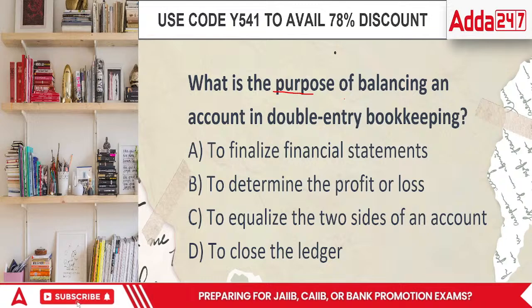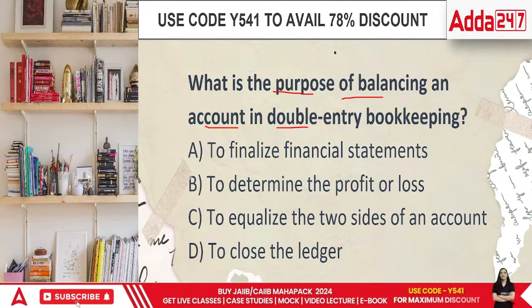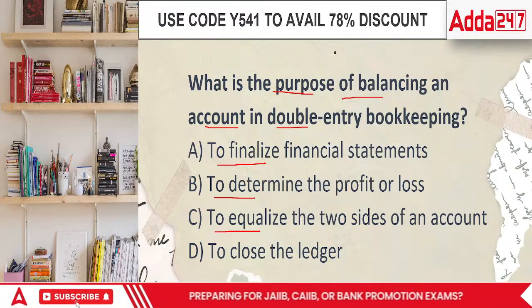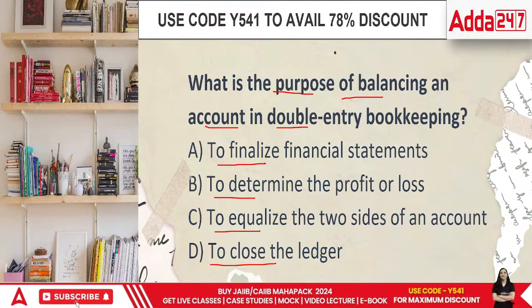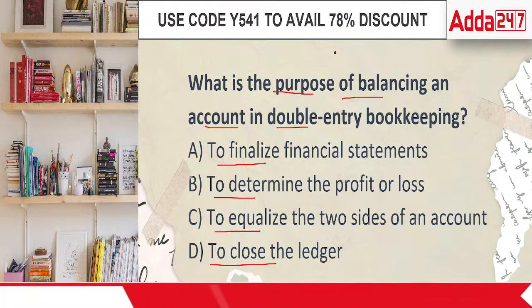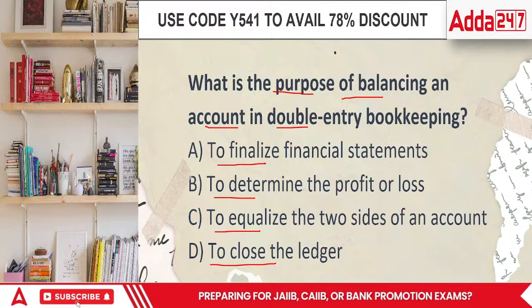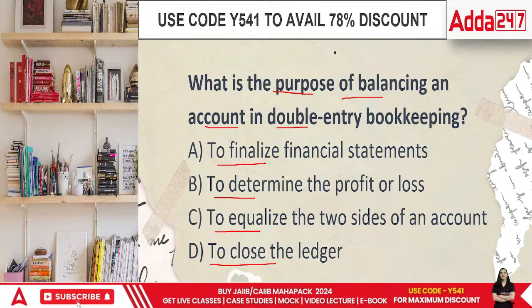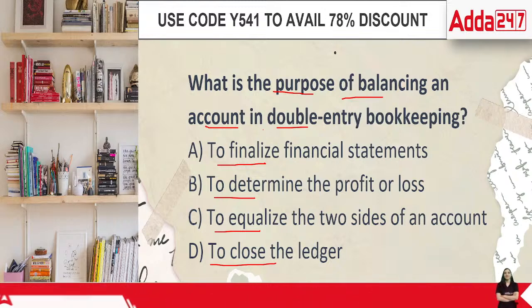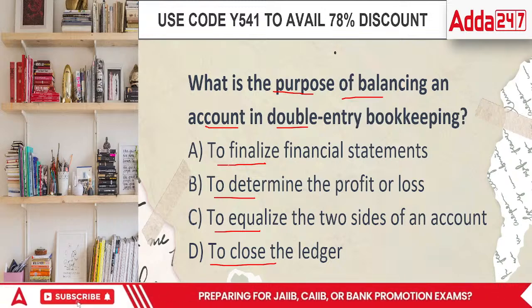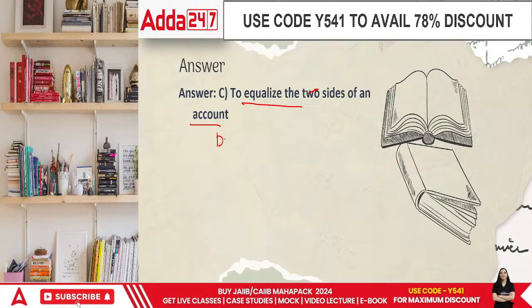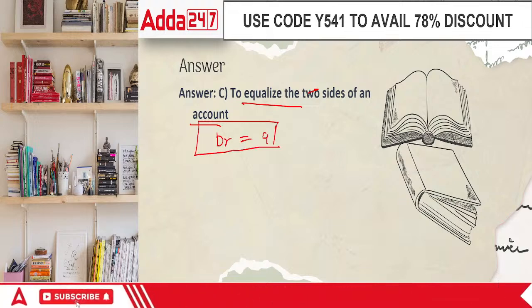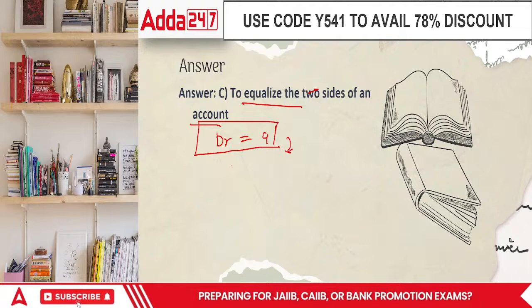Then what is the purpose of balancing an account in double entry bookkeeping? To finalize financial statements, determine the P&L, to equalize the two sides of accounts, or to close the ledger? What would be the answer in this case? What is the purpose of balancing an account? When we are balancing an account, we are actually making them equal. As I told you, the debit side has to be equal to the credit side in any scenario. There is no exception to it.